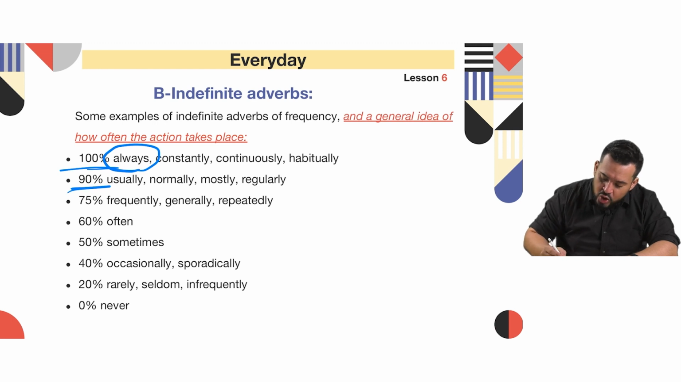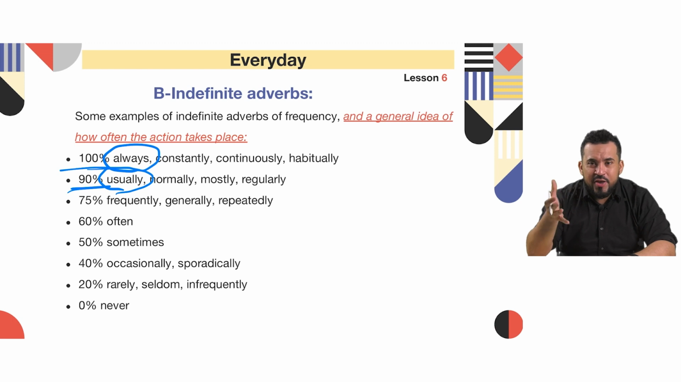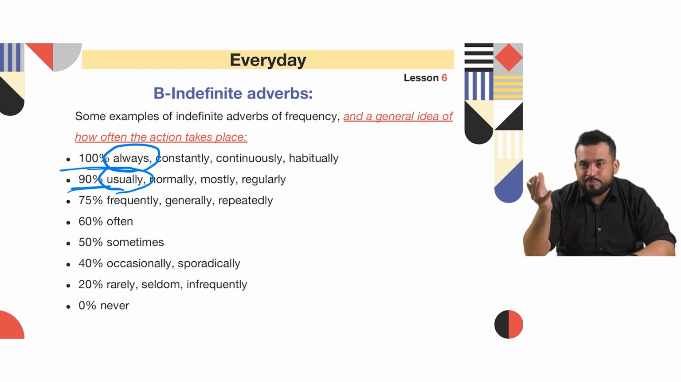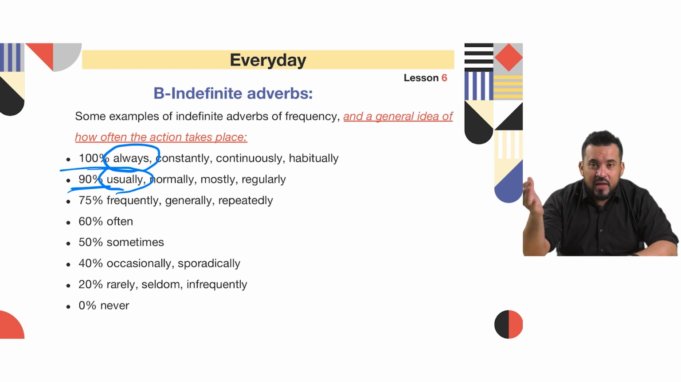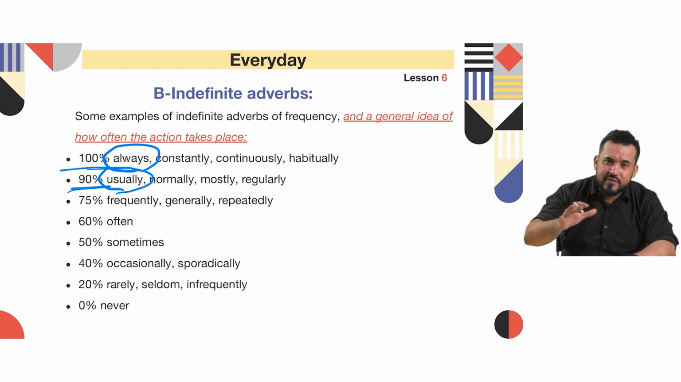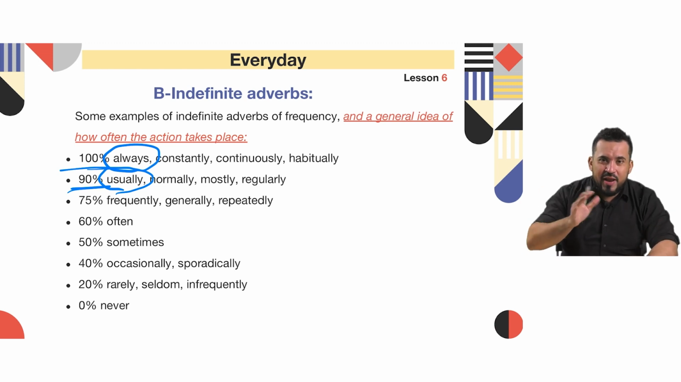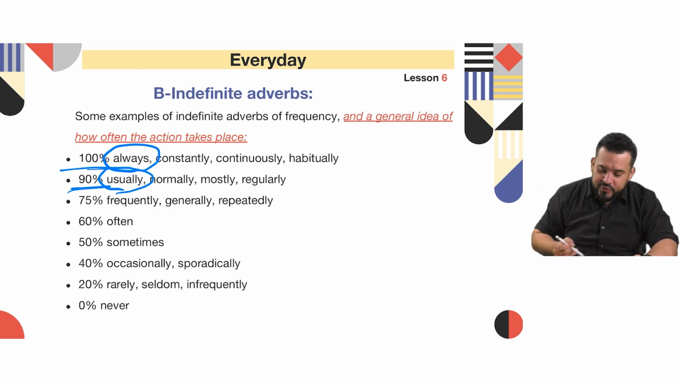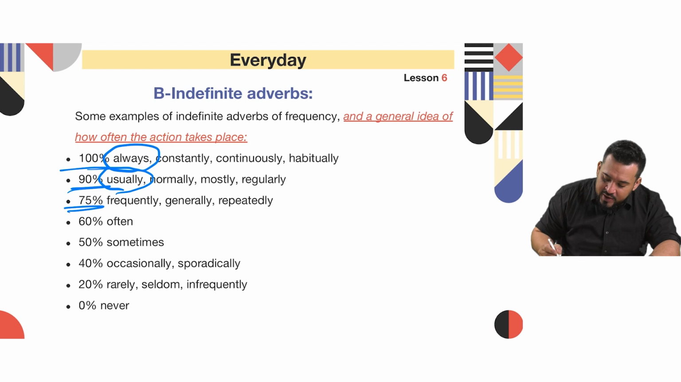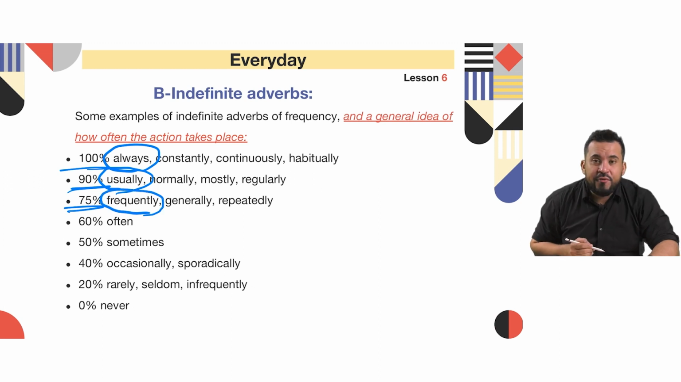90%, usually. I usually go to the gym in the evening. I usually go to the gym in the evening. That means 90% of the time I go to the gym in the evening, but sometimes I don't. Like every now and then I will miss gym in the evening, or I might go in the morning or in the afternoon. 70% of the time we will take this adverb frequently.